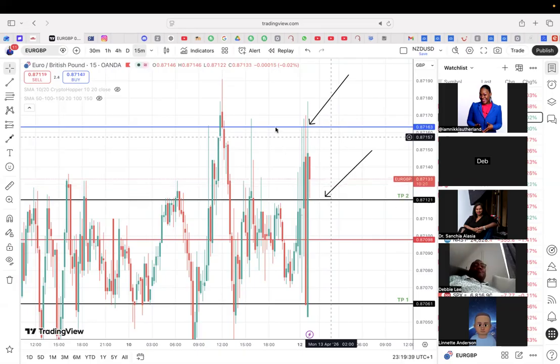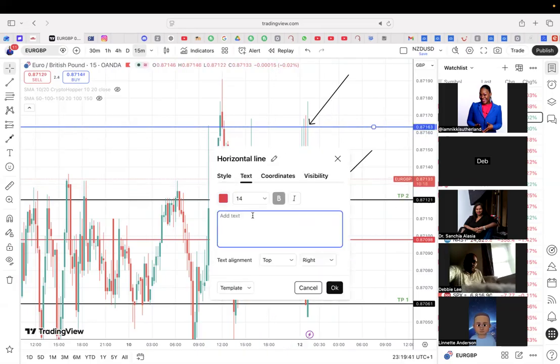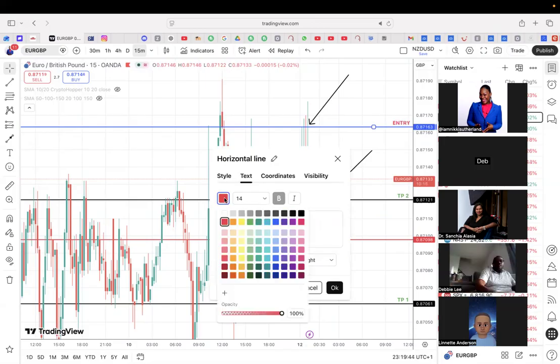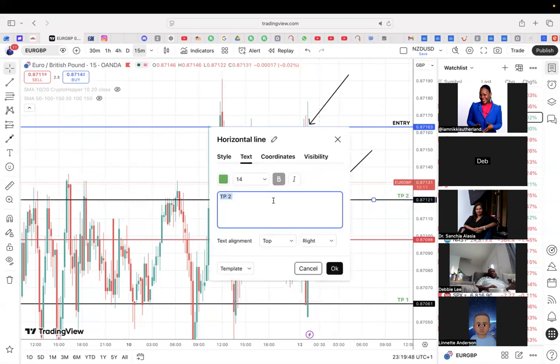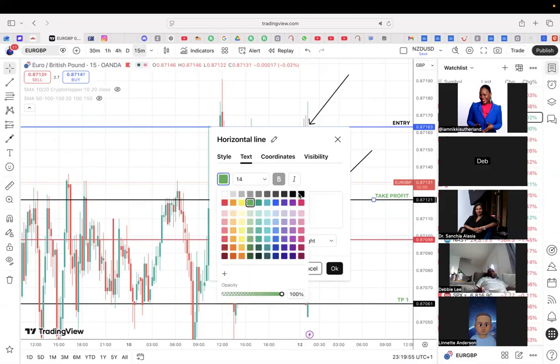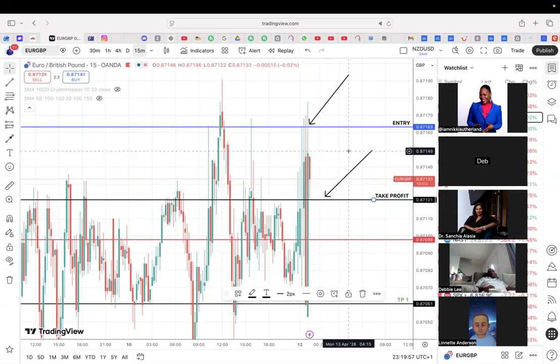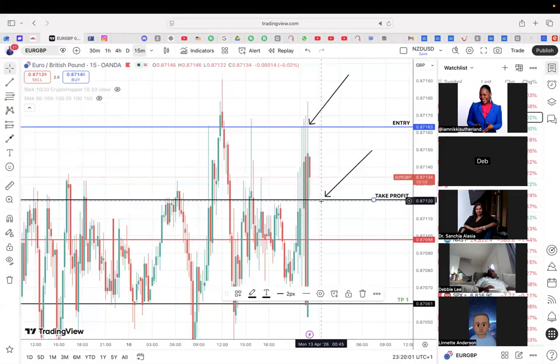Now, this blue line is what we call the entry, and then the black line would be our take profit. Very, very simple and basic stuff. So we're entering in the market here and we're taking our profit here. Perfect. And we are predicting that the euro against the Great British Pound is going to go down.